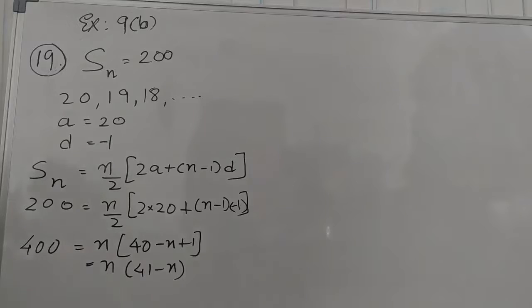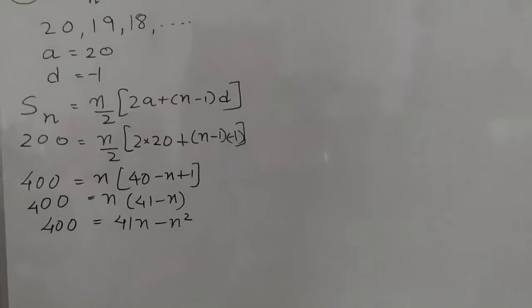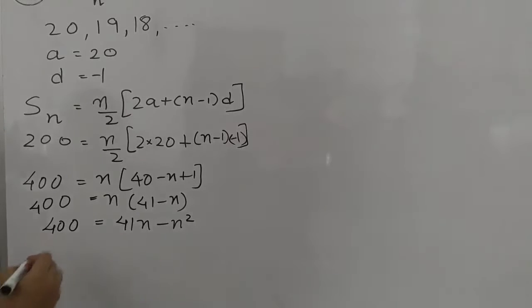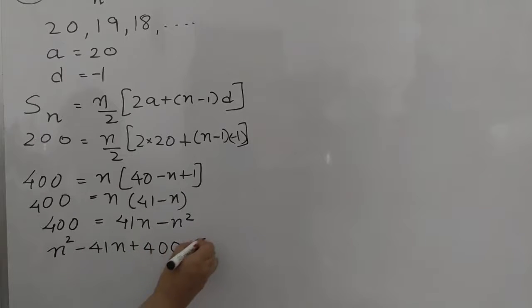Next, this is 400 already on the left hand side. Now I multiply this 40n minus n square. So we get one quadratic equation by solving all this. Here I write the equation as n square minus 41n plus 400 is equal to 0. Now we solve this by taking factors.